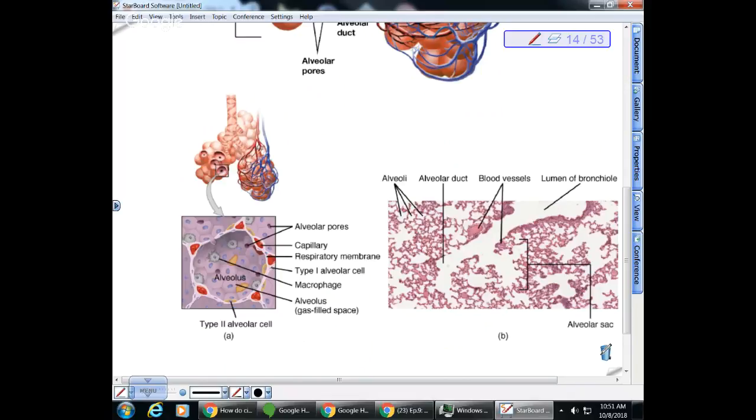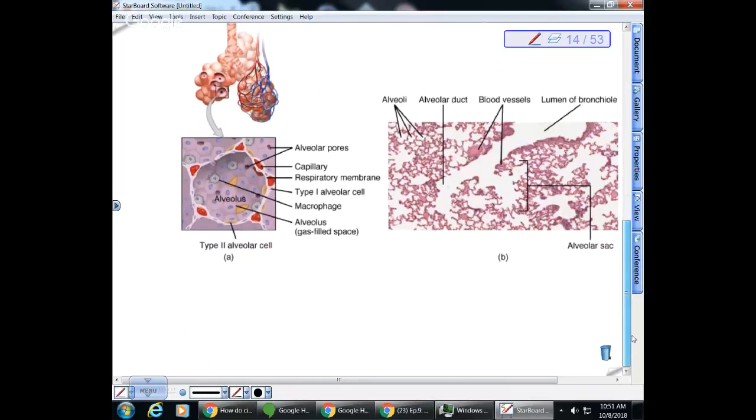There are a type of cells that are important in the alveoli that don't function in actual respiration. These are what are referred to as the type 2 cells. The type 2 cells produce a substance called surfactant.